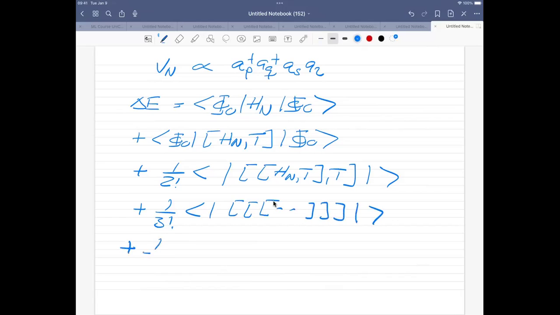And then finally, I have 1 divided by 4 factorial, and I have the 4 nested commutators. And then the only possibility of getting something which can be non-zero is that this operator t is equal to t1, because each t1 will reduce the rank of the operator. So at the end, every operator which we have here can be linked with one of the t1s.